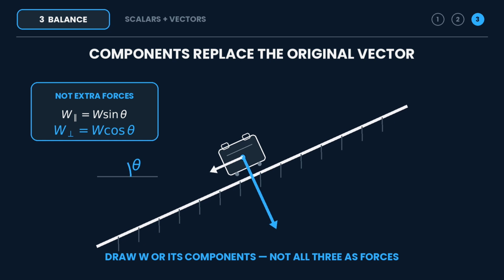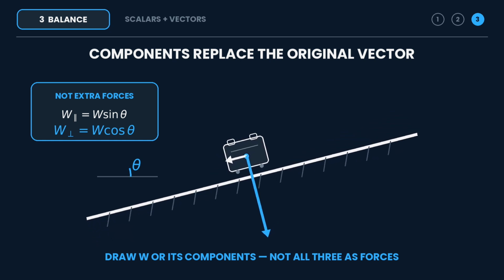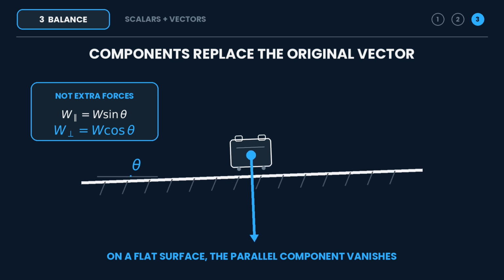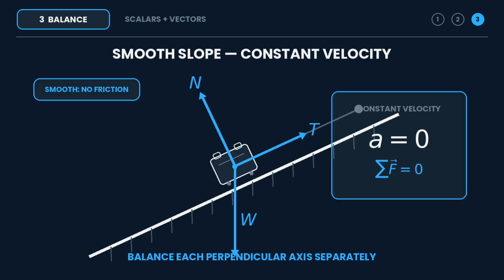On the flat ramp, theta is 0, so the parallel component is zero, and the whole weight acts into the surface. Suppose the ramp is smooth, i.e. there's no friction, and a cable pulls parallel to it, and the case moves uphill at a constant velocity. Its acceleration, and therefore the resultant force, is 0.